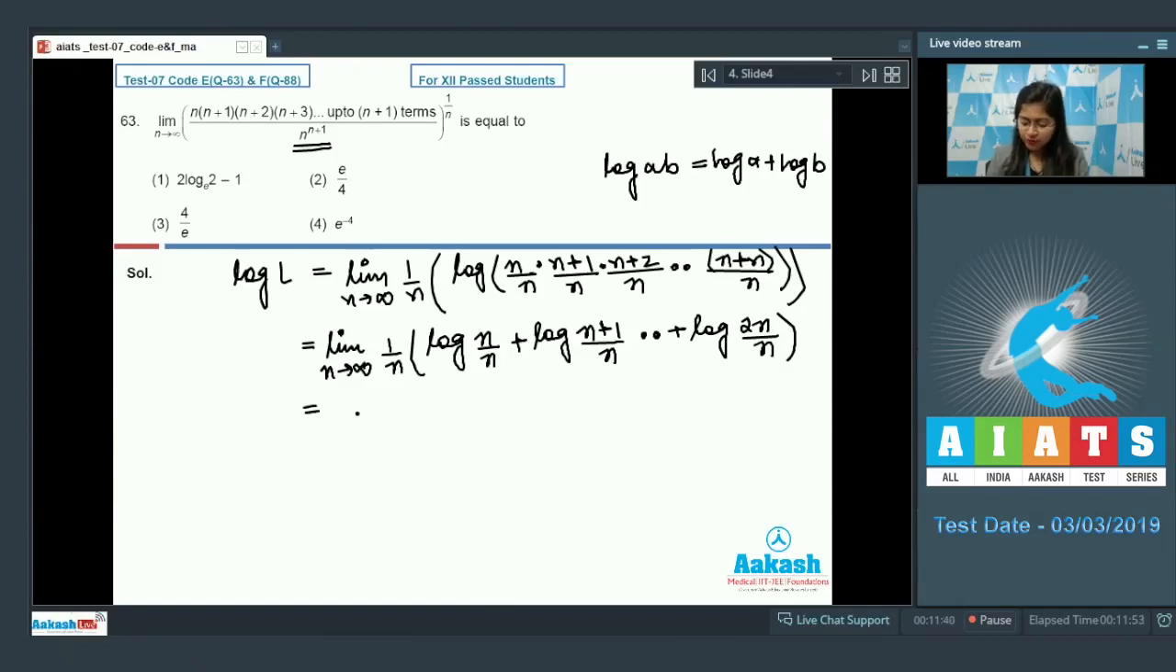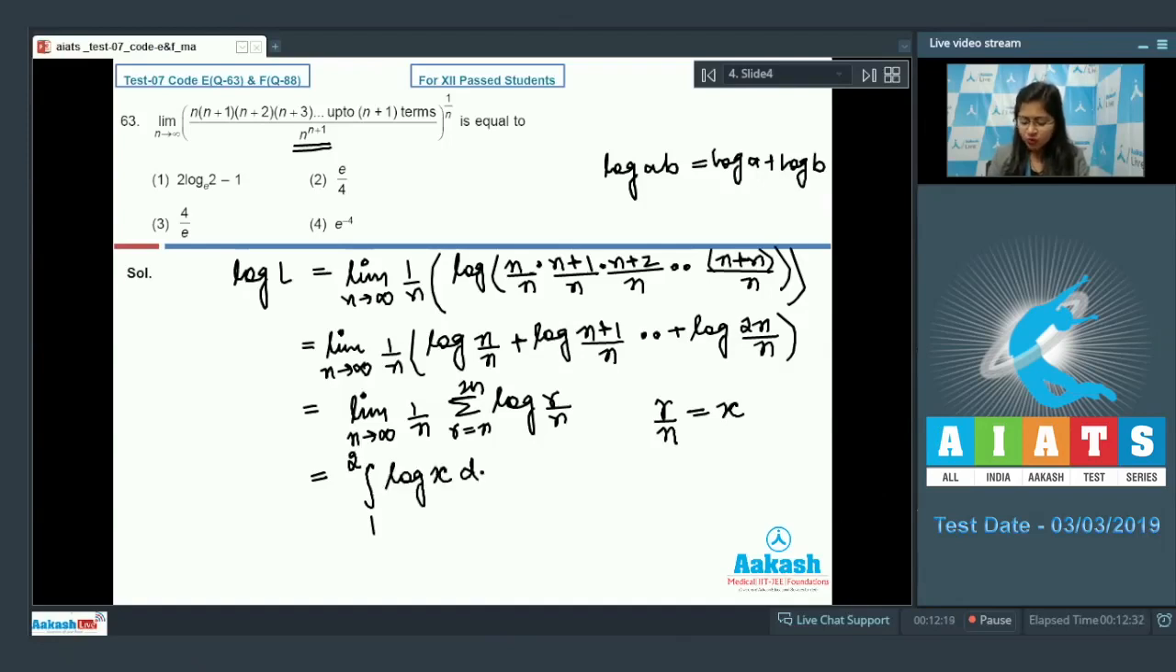Now this is equal to limit n tending to infinity 1 by n into summation log of r upon n, where r is going from n up till 2n. Right? Now if I want to convert it into a definite integral, let us say I take r by n equal to x. When r is equal to n, the value of x is 1, and when r is equal to 2n, the value of x is 2. So this is equal to the integral from 1 to 2 of log x dx.